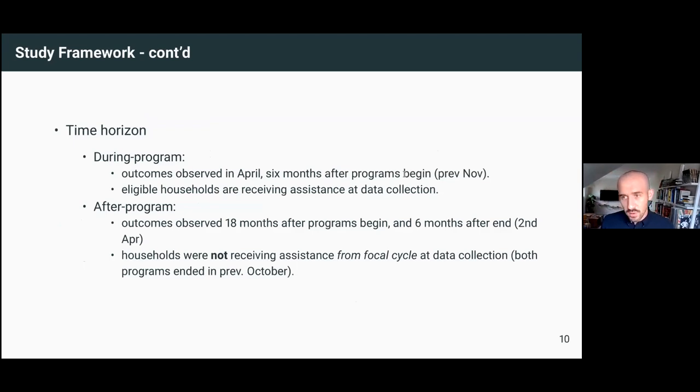And we also report what we call after-program effects, which are basically the outcomes observed 18 months after the program begins. The program cycle is 1 year, so this is 6 months after the families received their last installment of assistance. So the households in our treatment group in the after-program effect reports would not be receiving assistance over the last 6 months at the time of the data collection, but cumulatively speaking, they had received assistance over the 18 months, much more than those who were not eligible.